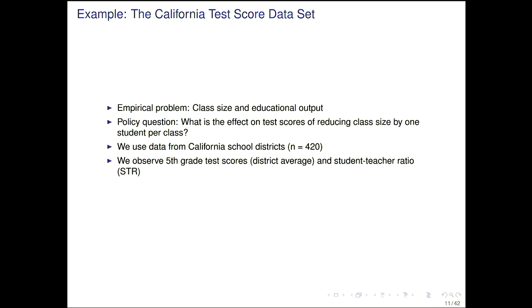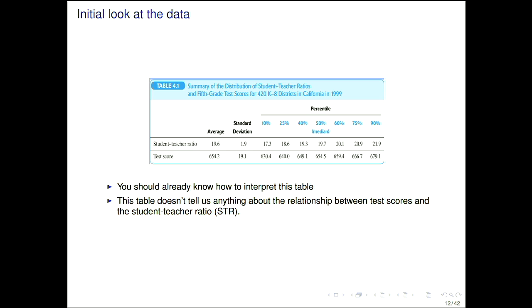And the policy variable is the student-teacher ratio. Sometimes I'm saying STR. Whenever we are talking about this example, I could say STR instead of student-teacher ratio. Then you should understand what I'm talking about. So let's look into the data set.